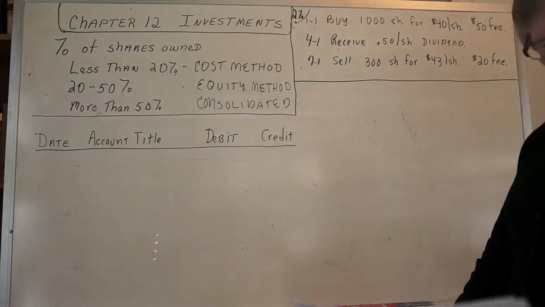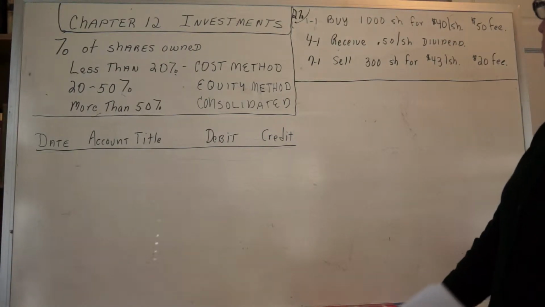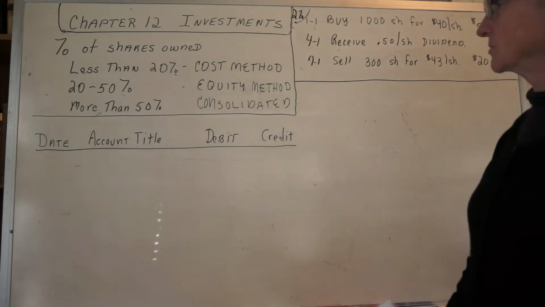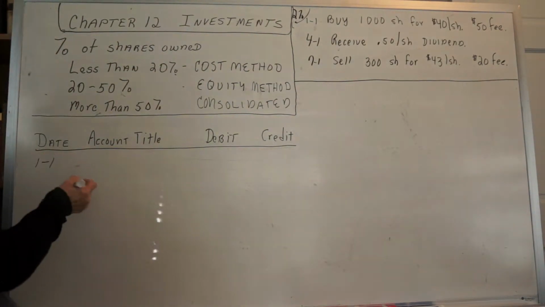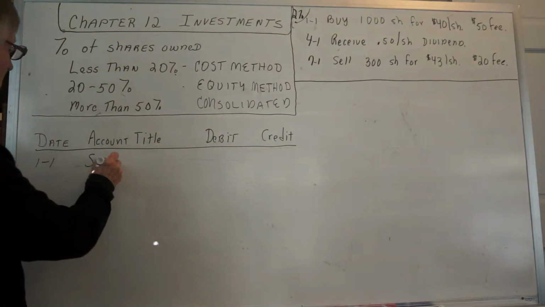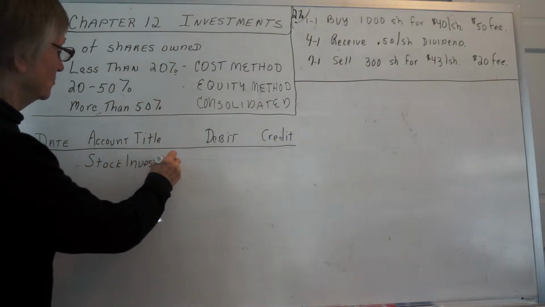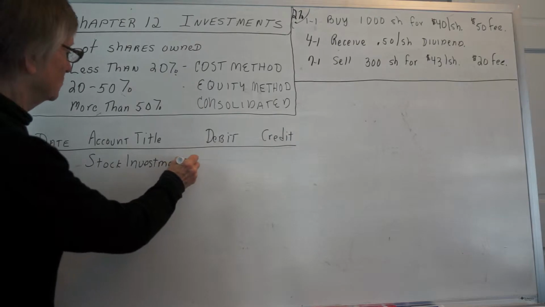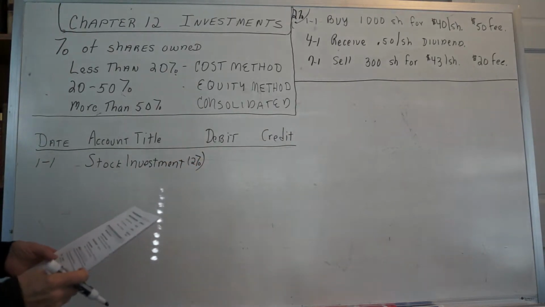I used the Kagan Corp here. And we're going to buy 1,000 shares for $40 a share, but there's a fee on it. So when we go to do that, we're going to go 1-1, and we're going to have a stock investment. And it's good to indicate that it is 2%, because then you know that it's not using the equity method.